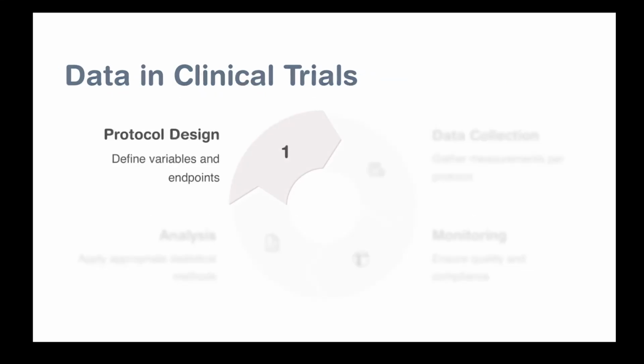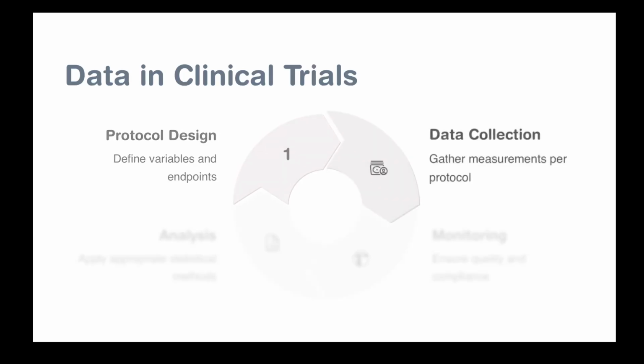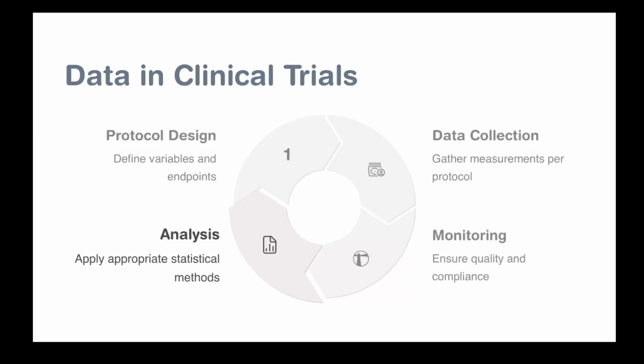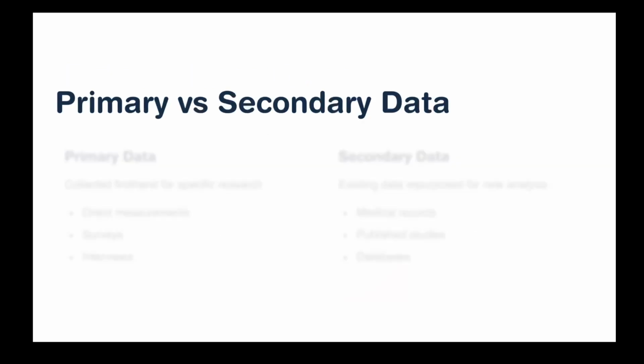In clinical trials, beforehand we have protocols which define the variables and endpoints. Then we gather measurements per protocol, that is called data collection. Then we monitor the data to ensure quality and compliance. And finally, when we get the data, we divide it into qualitative or quantitative, and then we analyze it by applying appropriate statistical methods.